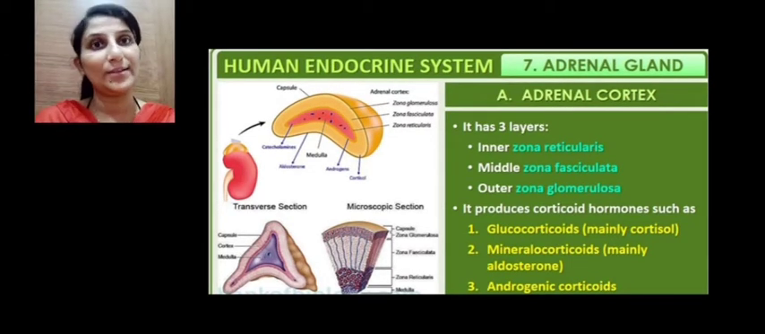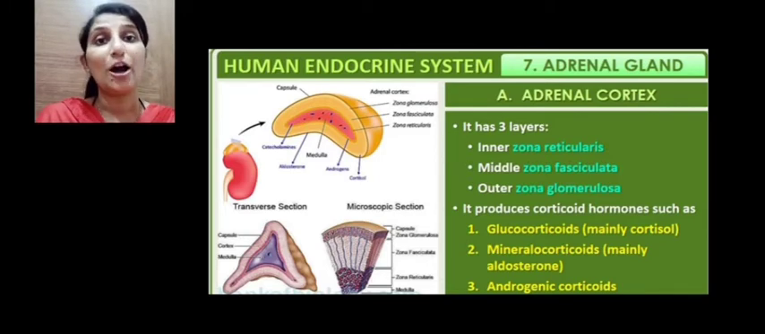What are these steroids? Steroids are biologically active organic compounds, and they have a four ring structure. These four rings are arranged in a specific molecular configuration. So that is called steroids. These corticoids come under the steroids. They are organic compounds, biologically active compounds.